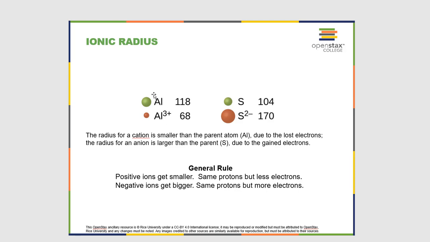So you can see here this is what happens with ionic radius, and the general rule is positive ions get smaller, same protons but less electrons. Negative ions get bigger, same protons, but more electrons. Because ions always have the same number of protons as the atom they came from, what changes is the number of electrons, and that's what leads us to this general rule.